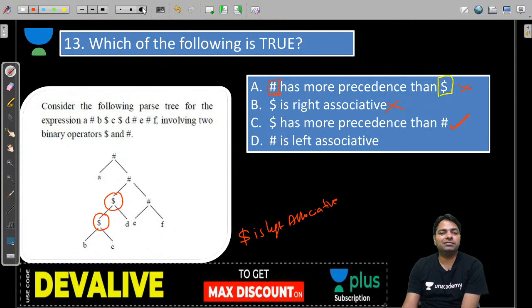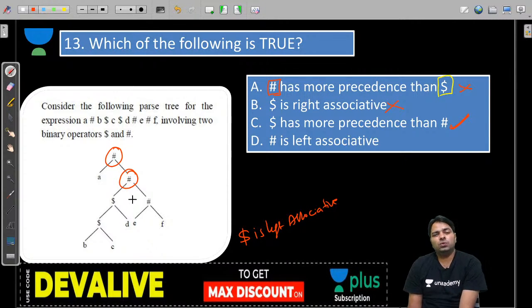And ash is left associative? Look for ash, and we require two ash. Which ash is going to be evaluated first? Any two ash you can take. Without the right ash you can't understand the other ash. So the right ash should be evaluated first. So it is right associative. So ash is left associative is wrong. Ash is actually right associative.